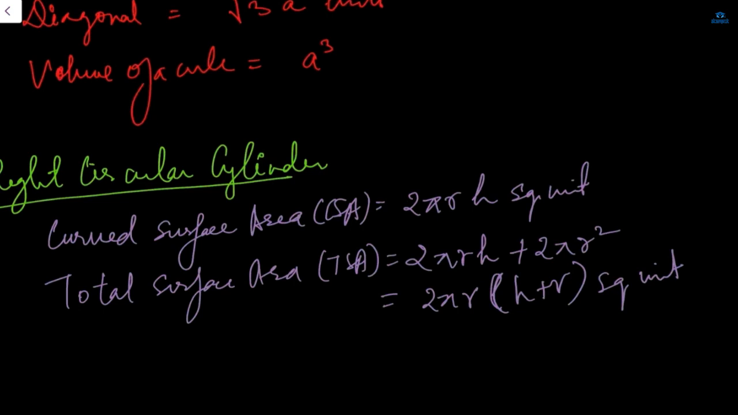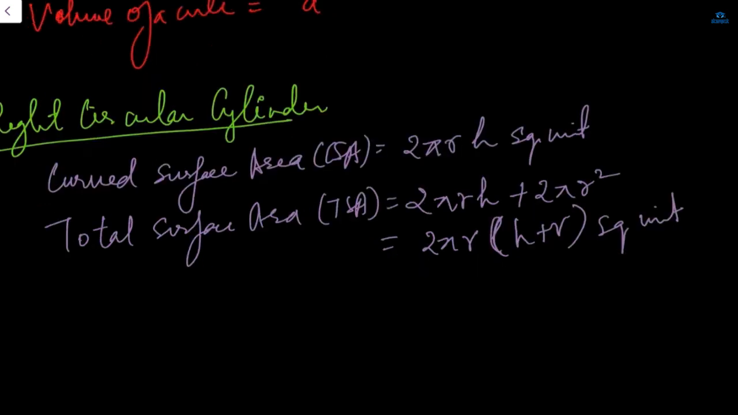There was the curved surface area. The curved surface is the curved surface, and the height is h. So 2 pi r h, the circumference of the base into height. And the total surface area is the curved surface area plus the area of the base and the top.